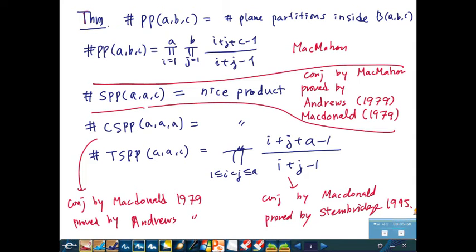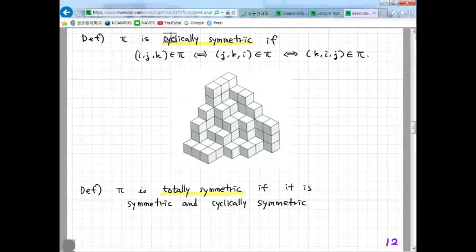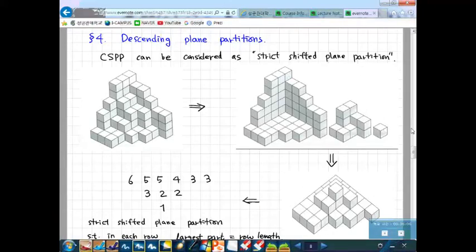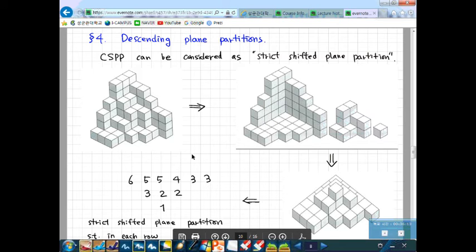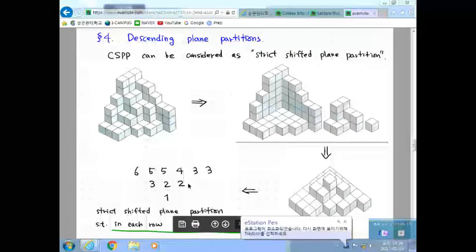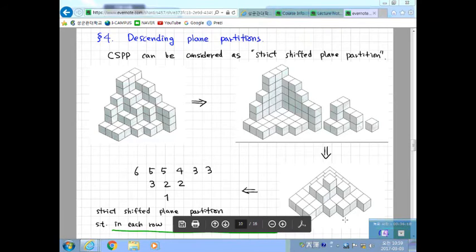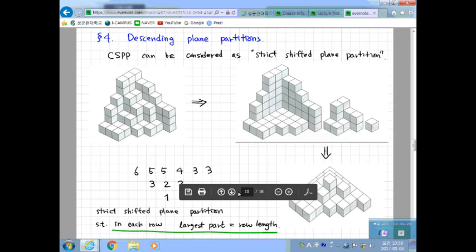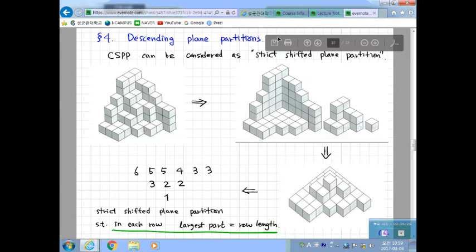So you will see a little more about another kind of plane partition. Again, I need to have these lecture notes. Here. It's called descending plane partition. But before doing this, let's just go for now.